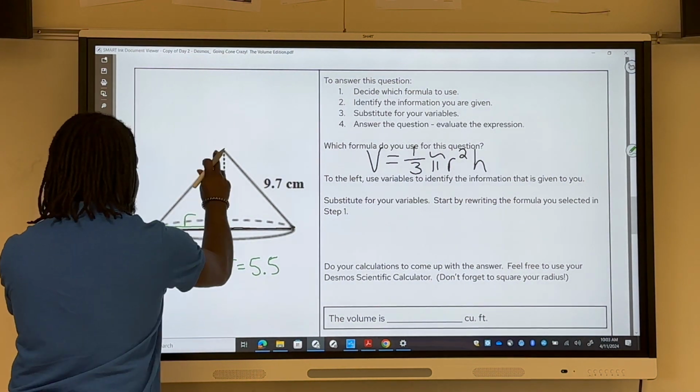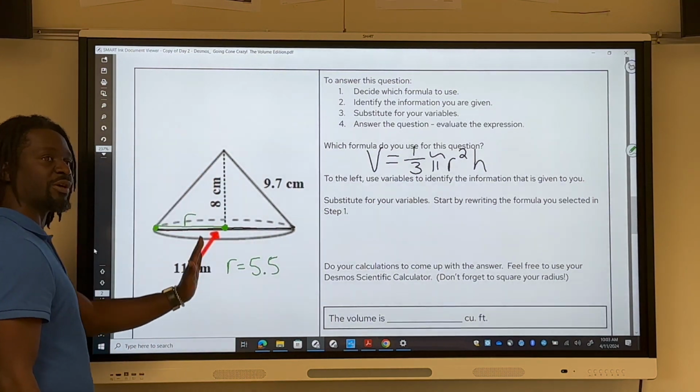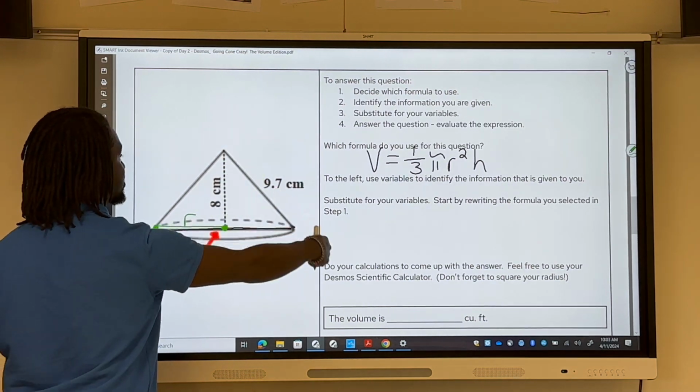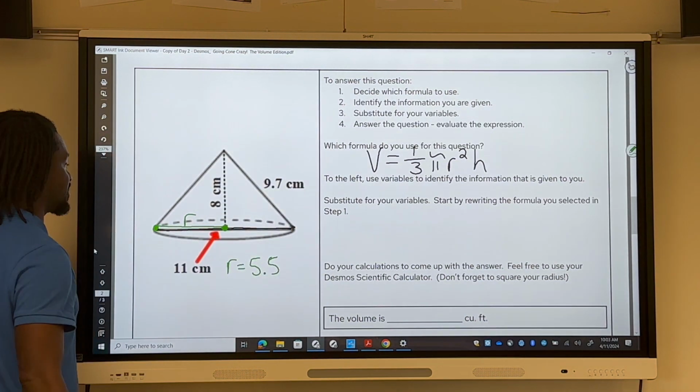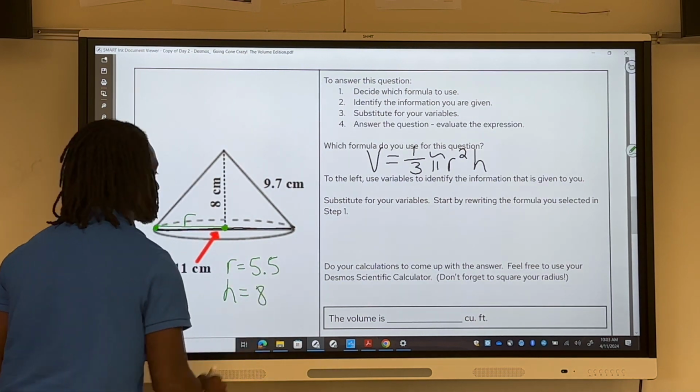My height, okay, again, my height is going to be when it is straight up and down. This is what's called the slant height, okay, but because this is slanted, we're not using the slant height, we're using the height. So the height would be 8.